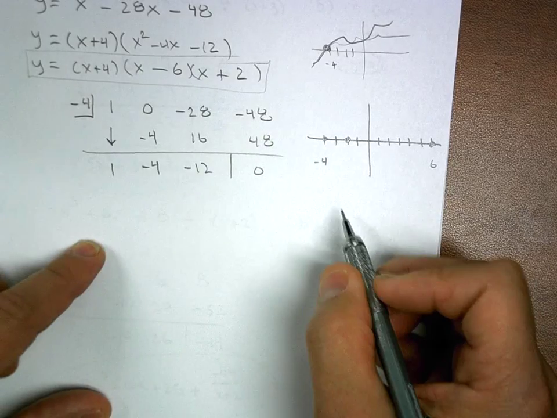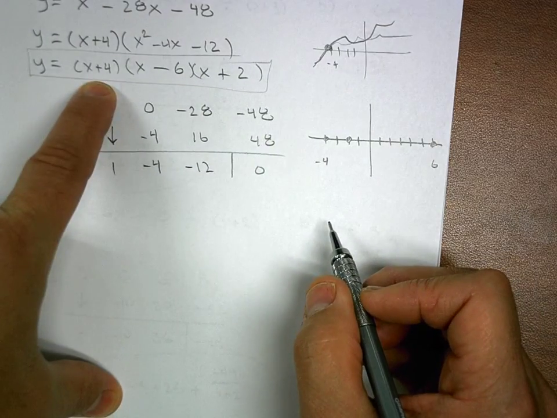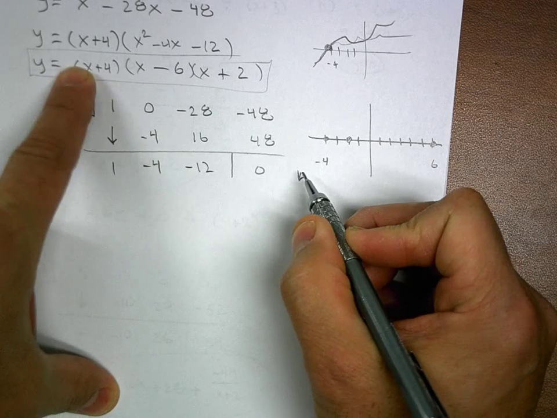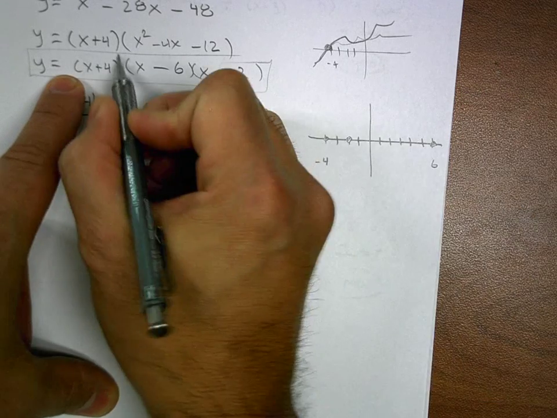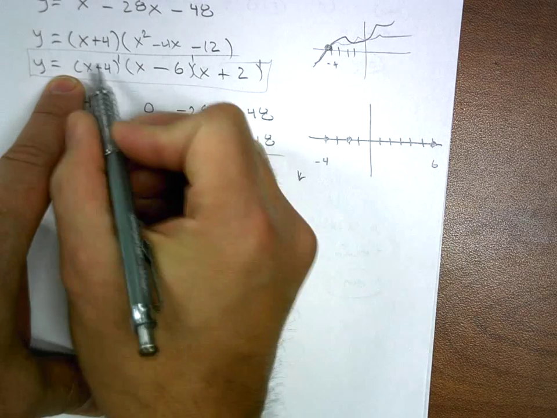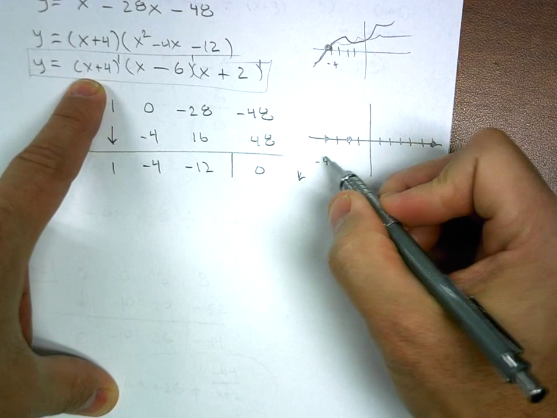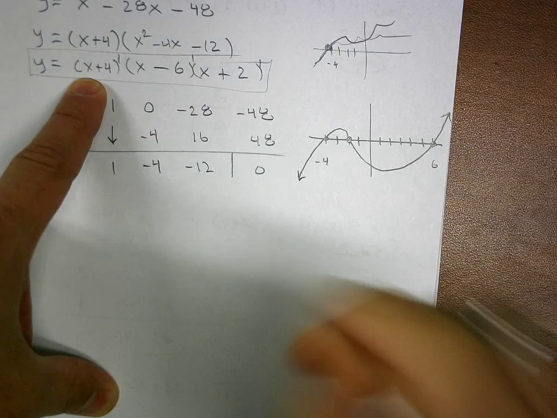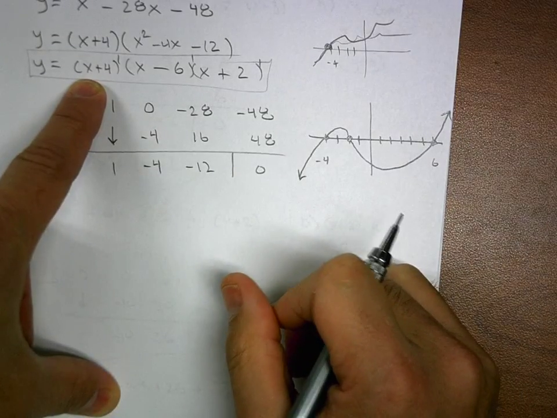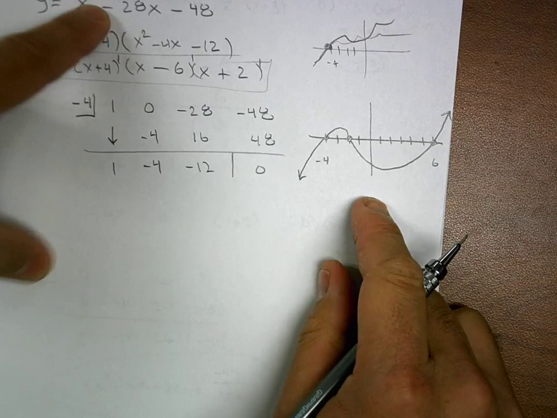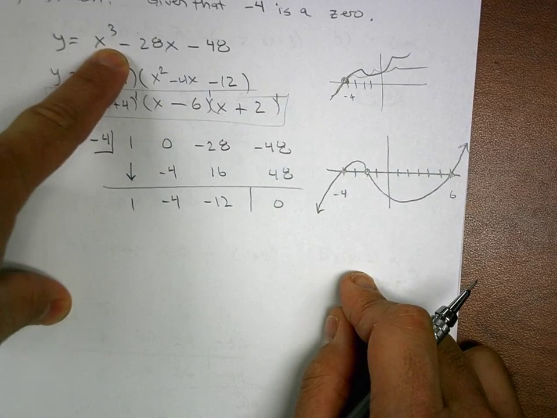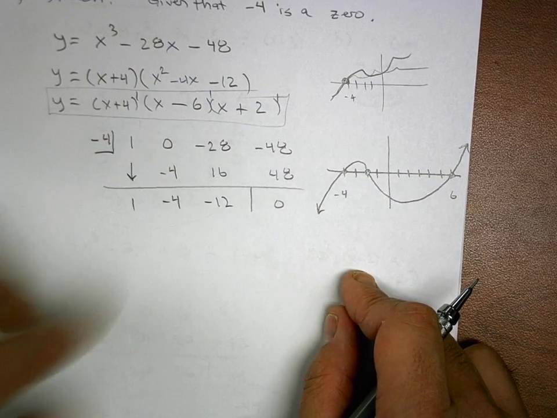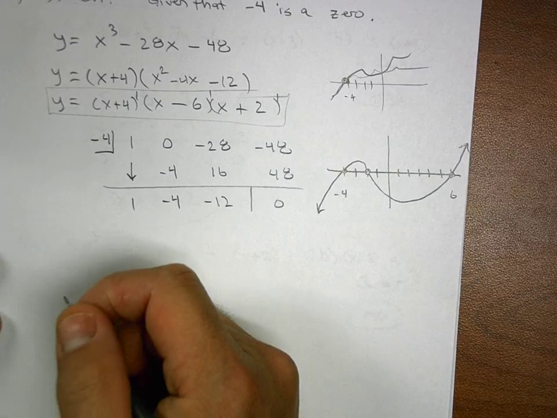What's the degree? 3. So where do we start? Bottom. There's no leading negative, so bottom. What do we do at each one of the x-intercepts? Cross there, cross there, because they are odd powers. So cross, cross, and cross. There's our graph. The only way we could have graphed that is to factor that. The only way to factor it that we know is to divide.